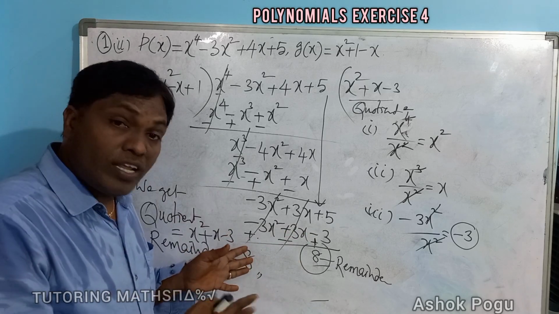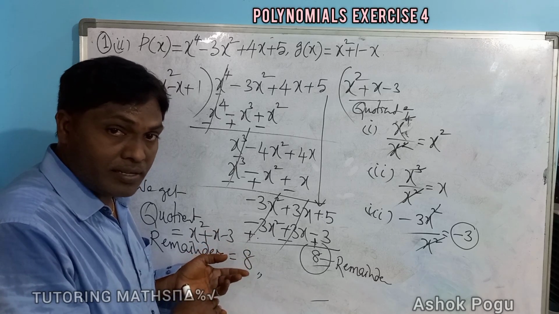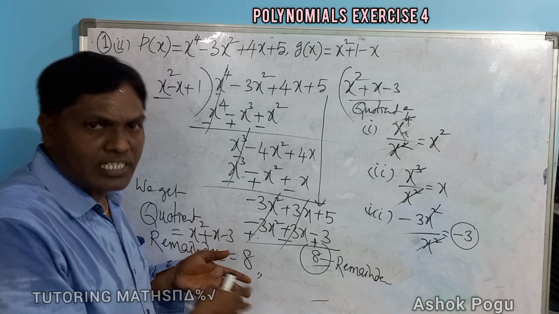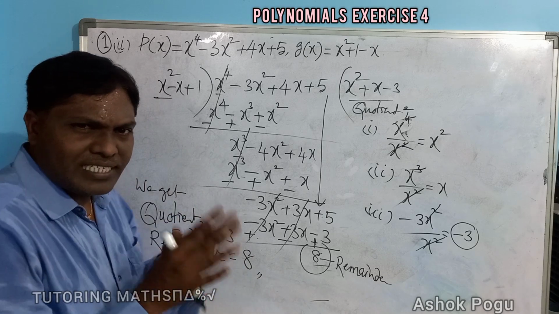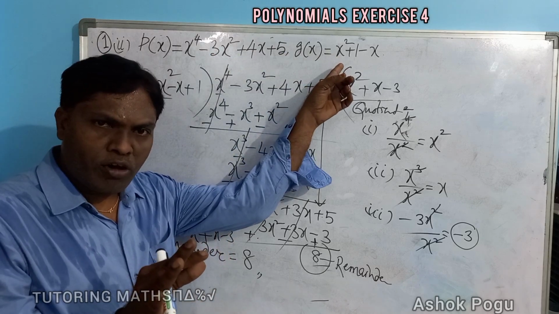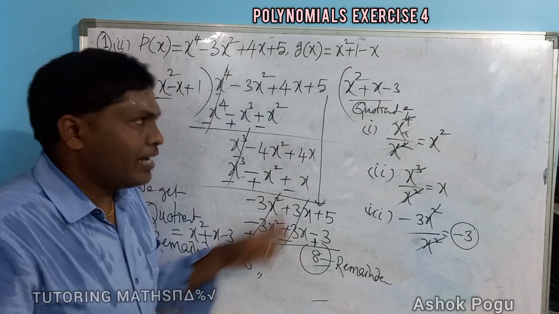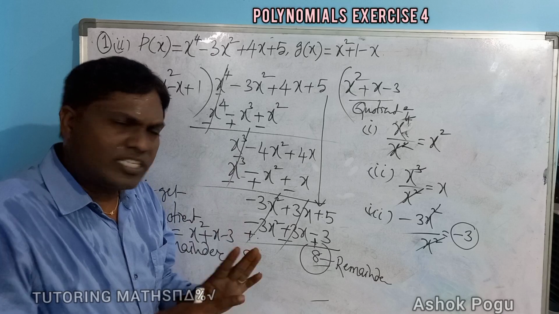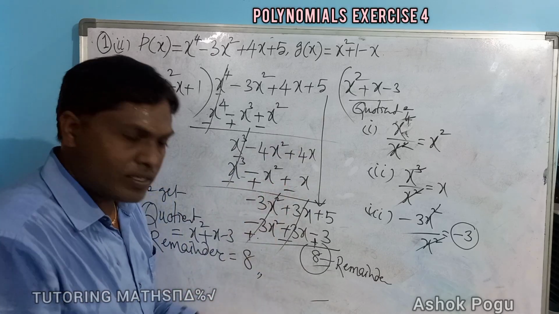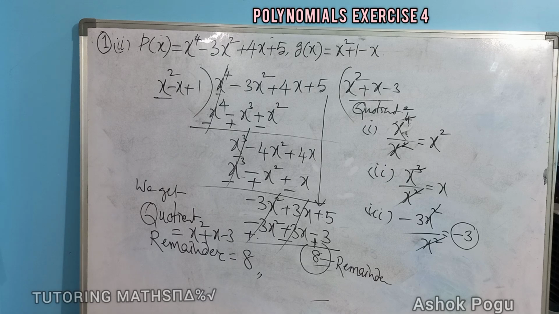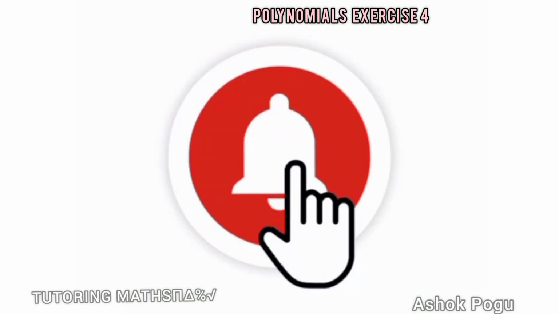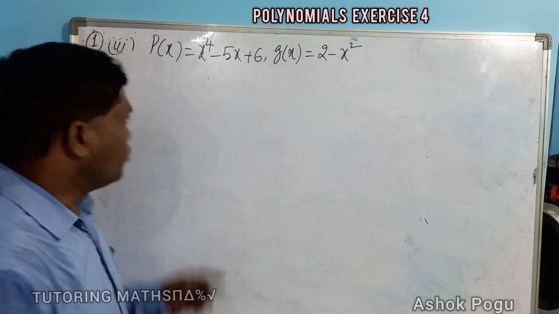Here we need not verify the Euclid's division algorithm. You need not verify because it is the first bit of exercise 4. In the first bit, you simply have to divide the first polynomial by the second polynomial and find the remainder and quotient. Only the results of quotient and remainder. That's it. Okay, let's continue with one more question.